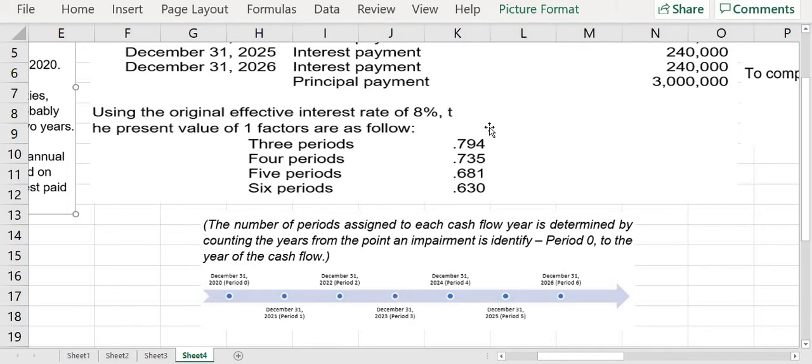Meron tayong present value factor for 3 periods. Ayan. For 2024, that's 4 periods. 2025, that's 5 periods. And 2026, that's 6 periods. From December 31, 2020, again, when the bank determines an impairment of the loan. Ayan.